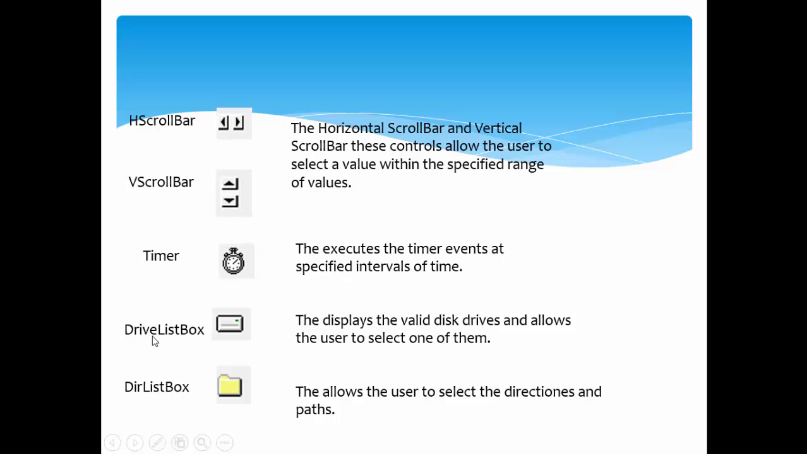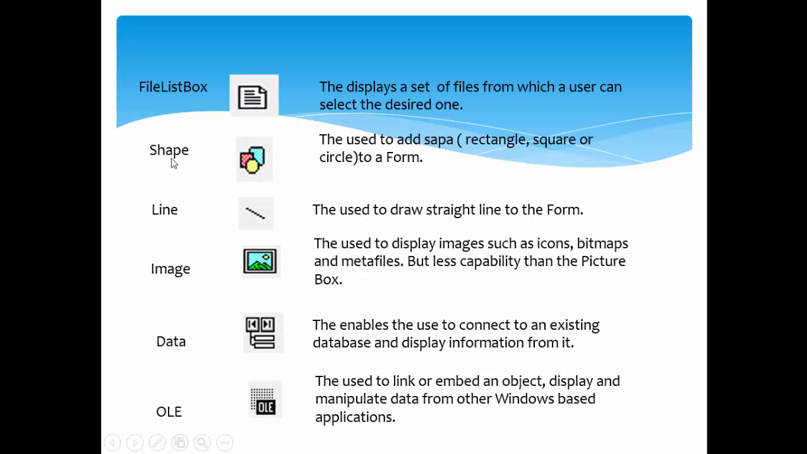Next, drive list box, displays the disk drives and allows the user to select one of them. Directory list box, allows the user to select the directories and paths. Next, file list box, displays a set of files from which a user can select the desired one.